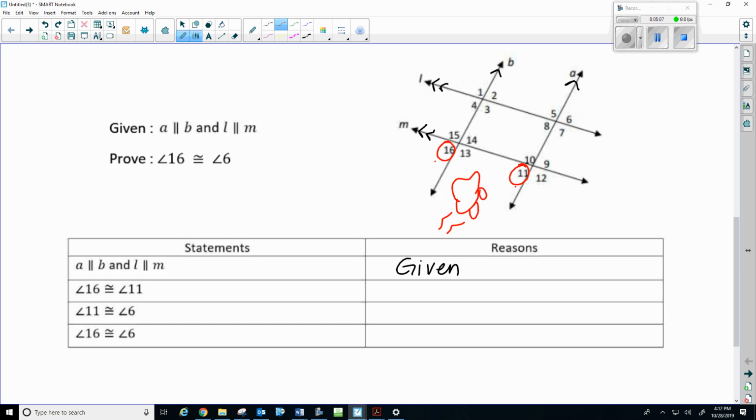So we need to ask ourselves that third question, do they match? Are they in matching positions? And angle 16 is in the bottom left, and angle 11 is also in the bottom left. So we are in matching corresponding positions, giving us our corresponding angles postulate.